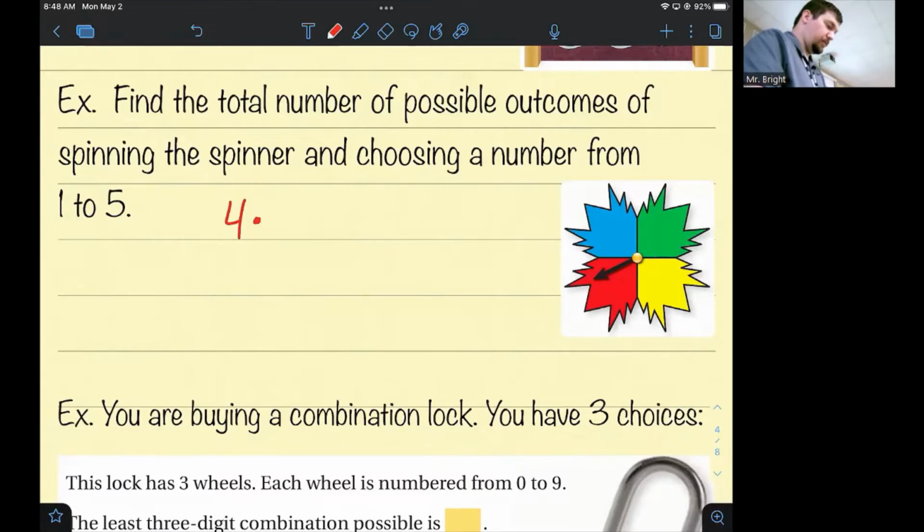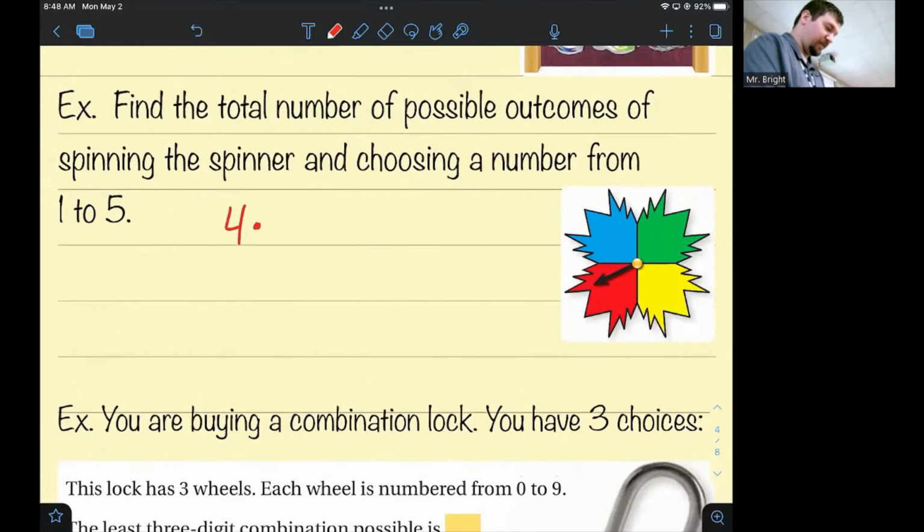How many numbers are there from 1 to 5? 1, 2, 3, 4, 5. Okay. I'll give you a second chance here, Aiden. What do you get when you multiply for our total number of options here?